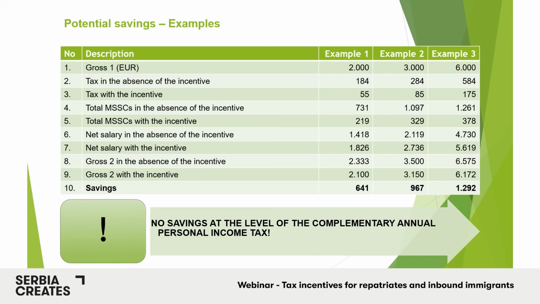But when you see the amount of the savings which are being generated at the level of the salary tax and mandatory social security contribution, this negative aspect is not that negative. Why I'm mentioning it is that in the initial proposals which were tabled by the Ministry of Finance, they actually thought to make this incentive apply to the complementary annual personal income tax as well, which means that in some future steps this might actually be done.